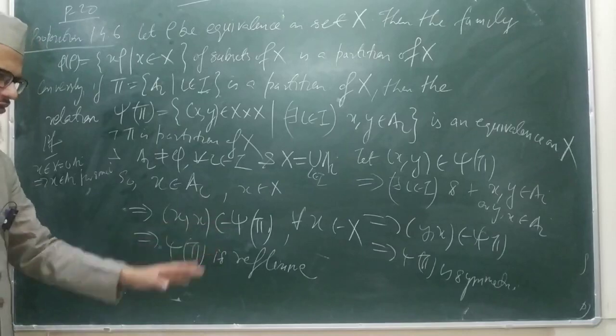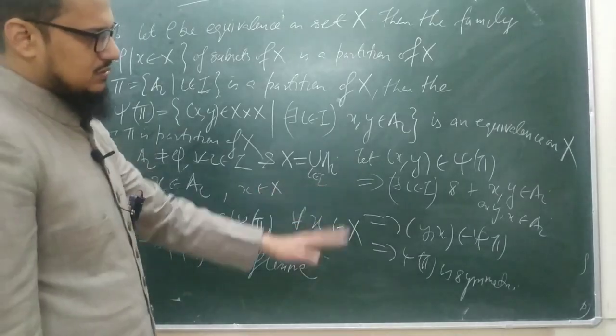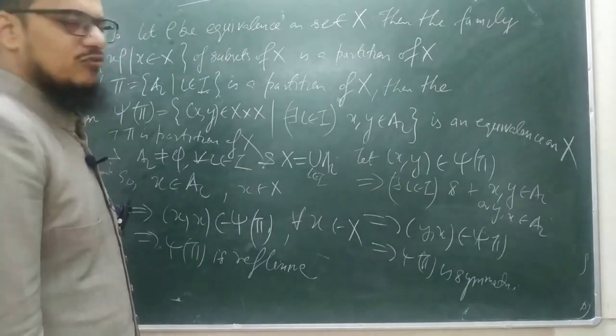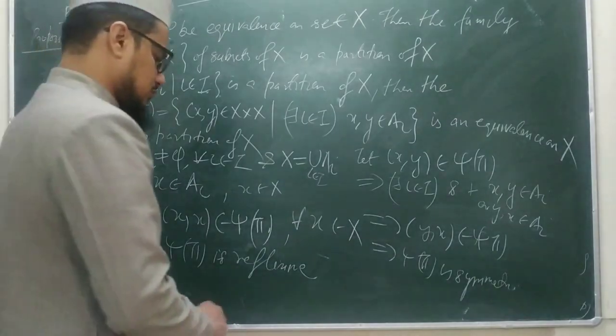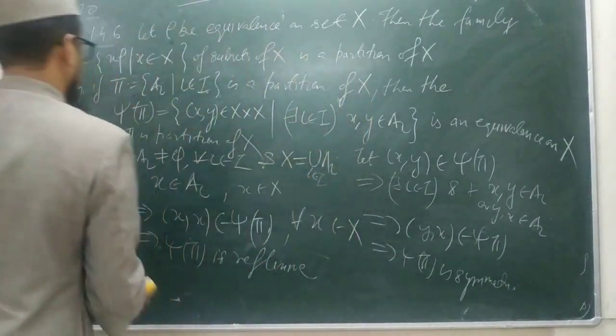So psi pi is reflexive, and that was symmetric. Now what we have to prove? We have to prove that it is transitive also. Let's see how we prove transitivity.